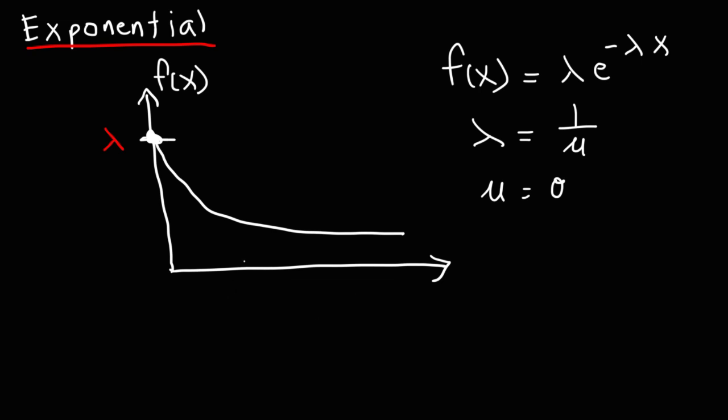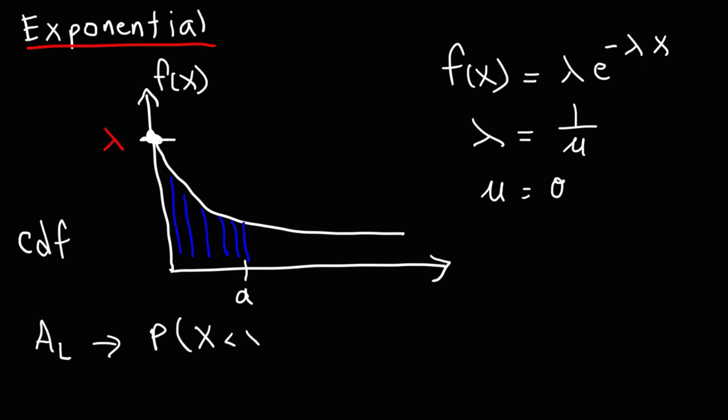Now let's say we want to calculate the probability that x is less than a. This is equal to the area of the shaded region on the left. The formula that gives you the area to the left is known as the CDF, the cumulative distribution function. In this case, you could use this formula to get it. The probability that x is less than x, in this case x is less than a, is equal to 1 minus e raised to the negative lambda times x.